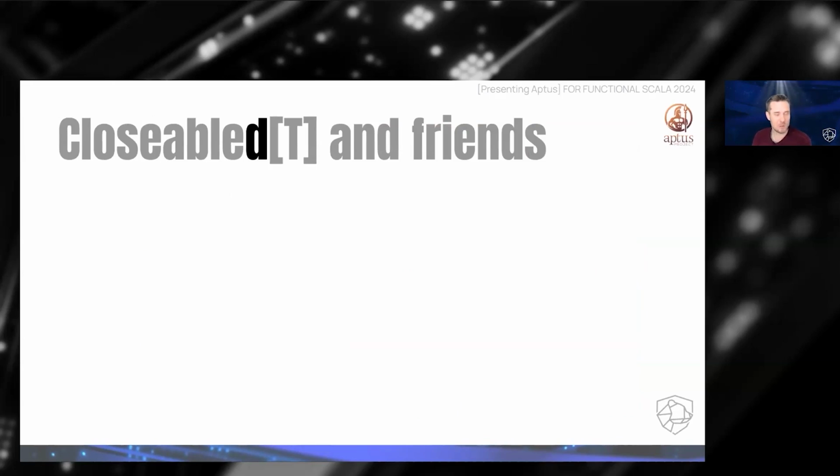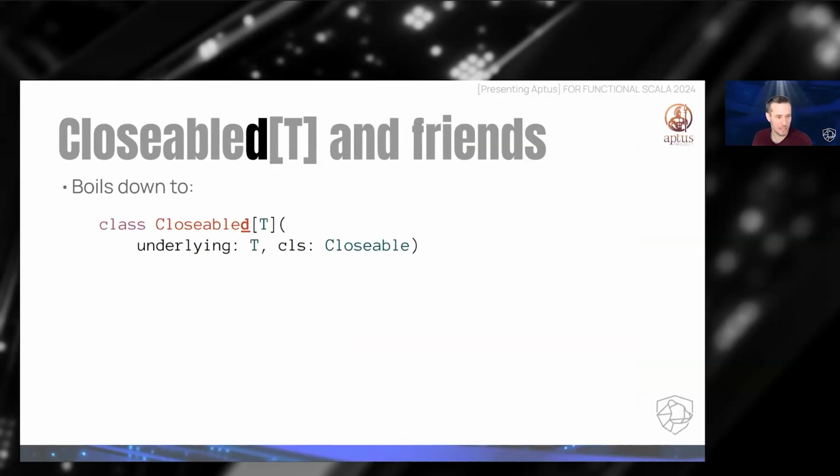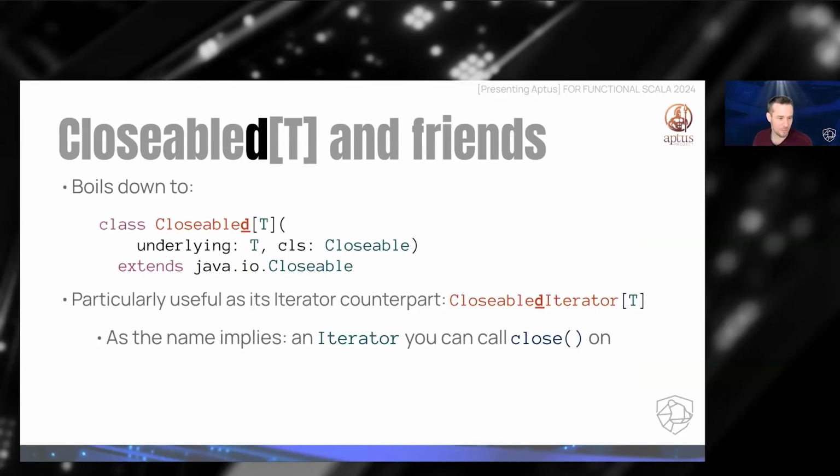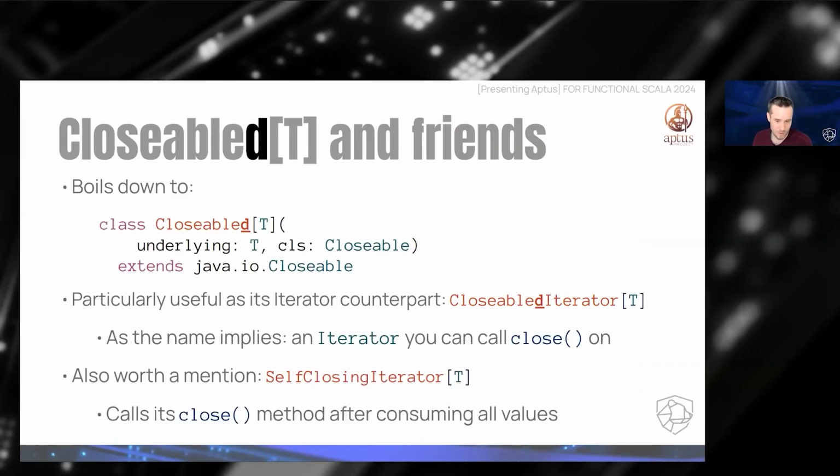Okay, let's look at Closable and its friend. So you'll notice the declosable. I'm actually surprised not to find this in the standard library. It's basically just this. It's an underlying type and a closable so that you can manipulate your type and close it whenever you want. And ClosableIterator is its most useful counterpart, basically. So it's basically an iterator you can close when you're done. And I should also mention a useful one, which is SelfClosingIterator, which basically just closes itself at the end.